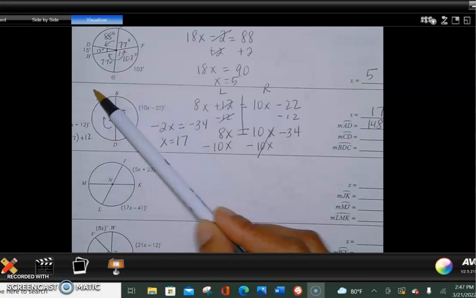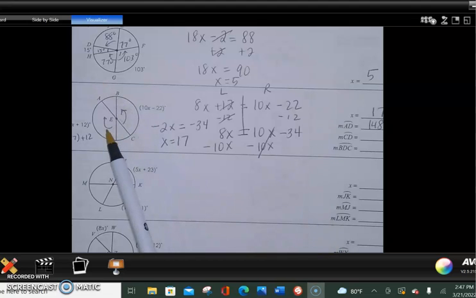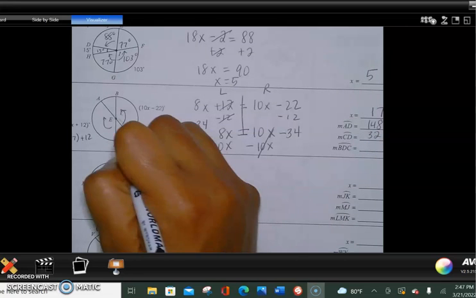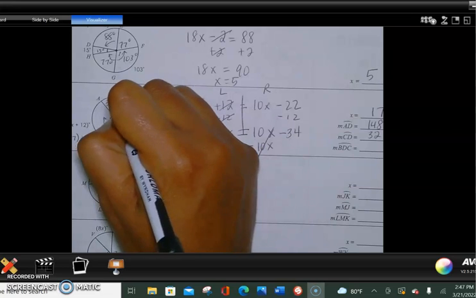Again, this is a semicircle, right there. So if that piece right here is 148, then if I do 180 minus 148, I'm going to get this piece right here. 32. And then, of course, that is 32.